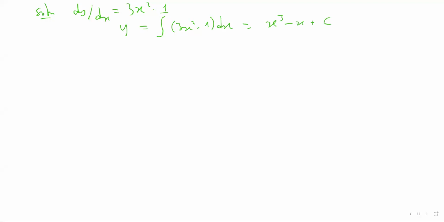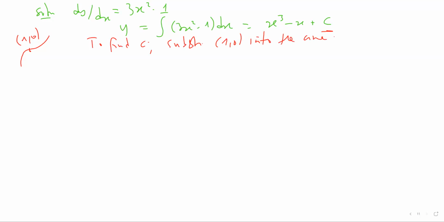But we know that the curve goes through a certain point (1, 0), right? So it means at x is 1, y is 0. So we can substitute that into our equation of the curve to find c. Substitute the point (1, 0) into the curve.